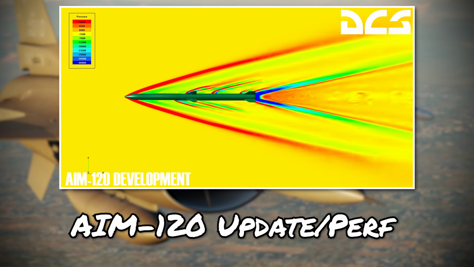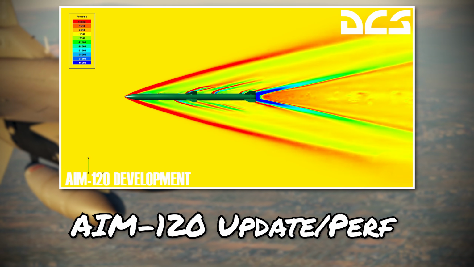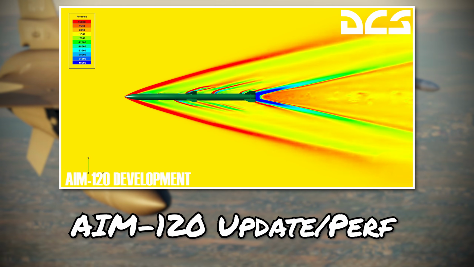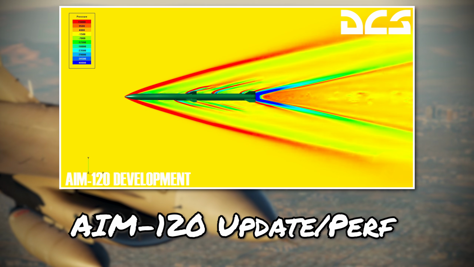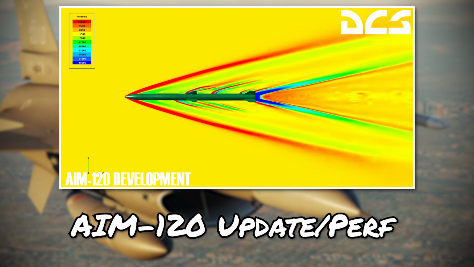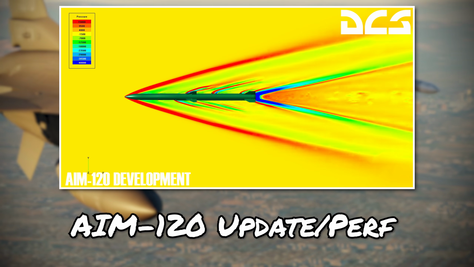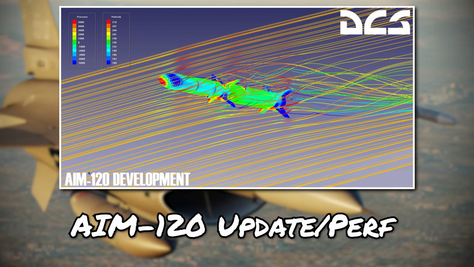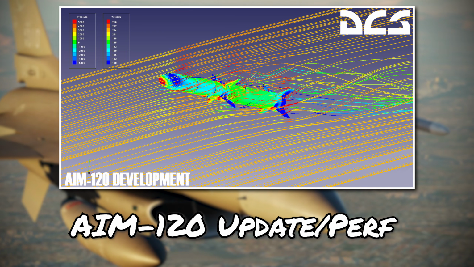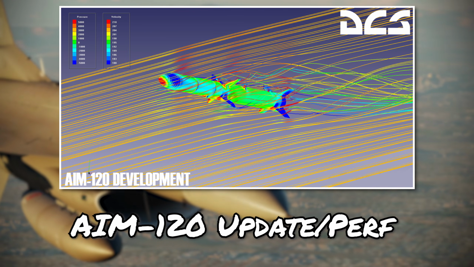And ED in the last month has spent a lot of time on the AIM-120 missile CFD research, and they have obtained many aerodynamic parameters such as pitching moment, normal force coefficients, and dampening moments. And to ensure realistic maneuverability, plausible control, and stability characteristics, they performed over 200 virtual wind tunnel tests at different control fin deflections and various Mach numbers and angles of attack.